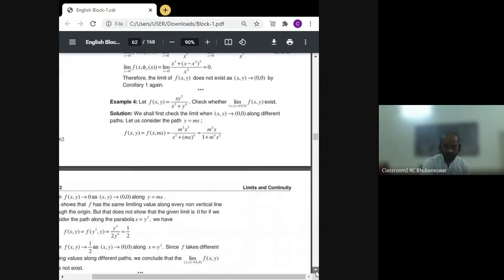And the same process has been adopted in example number 4. As you can see, the path has been taken as y equal to mx, that is a straight line, where the point xy is the initial point and 0 is the final point of this path for the limiting calculation for that function f. So the same process of calculation is used to calculate the limit of a function of more than one variable, that is, for two variables and three variables as well.